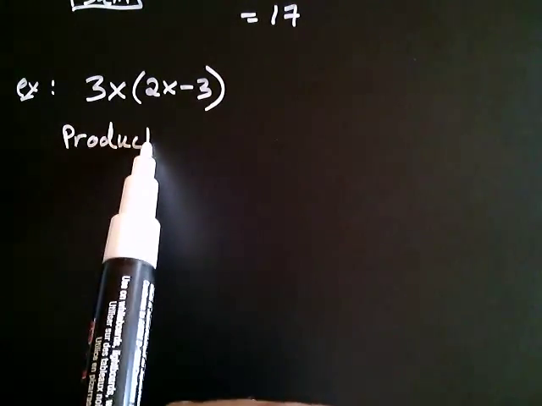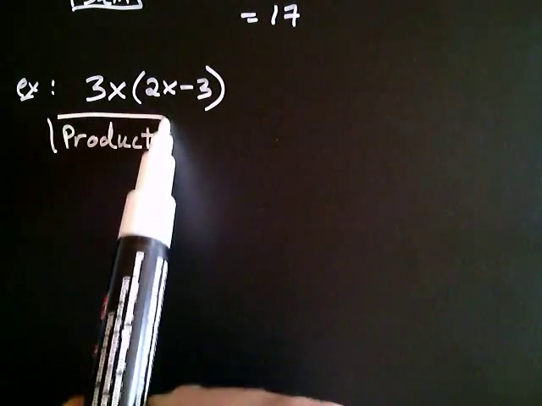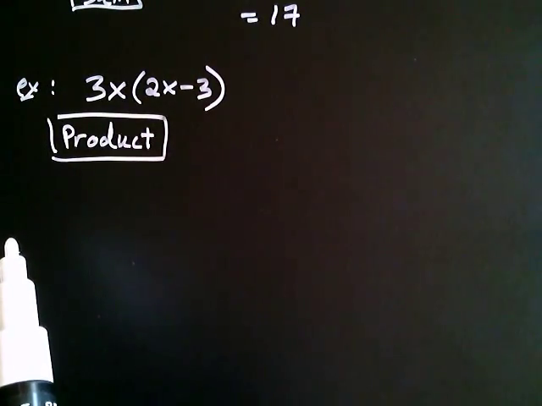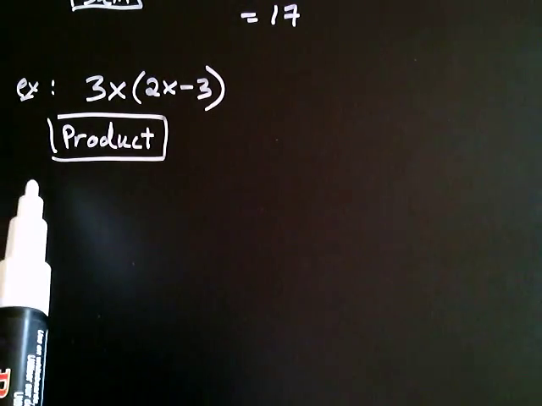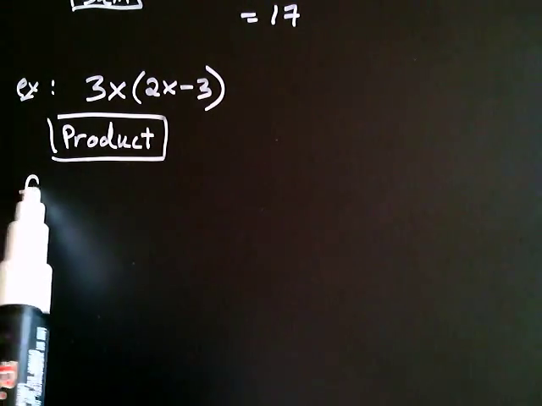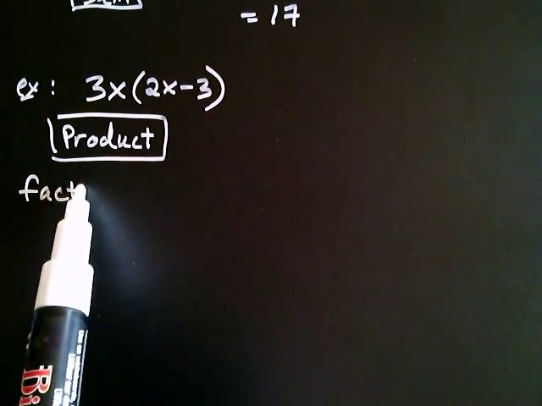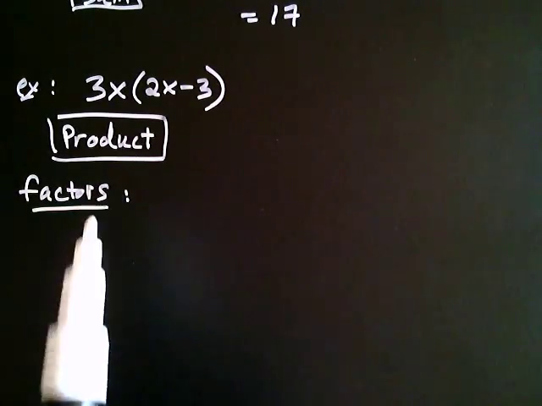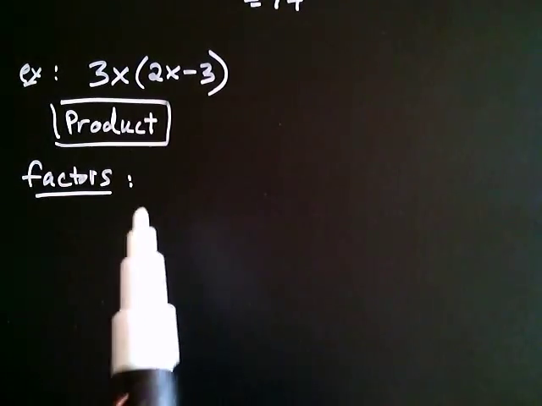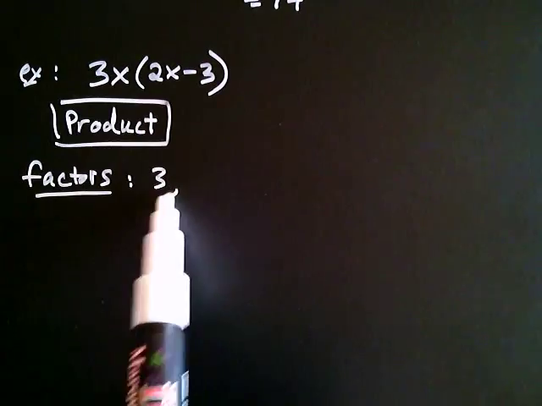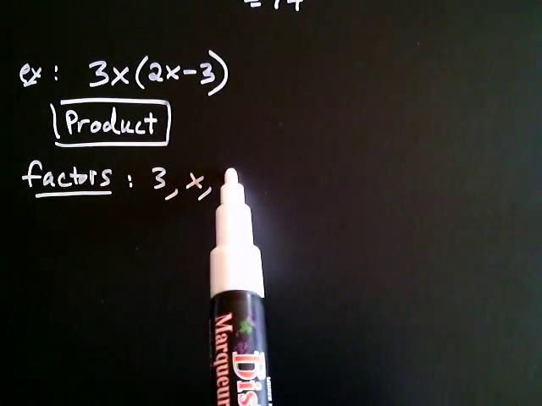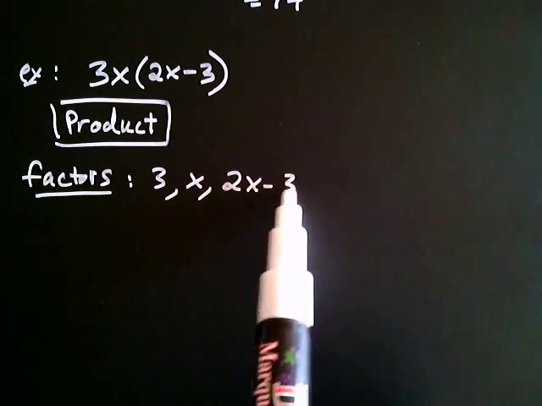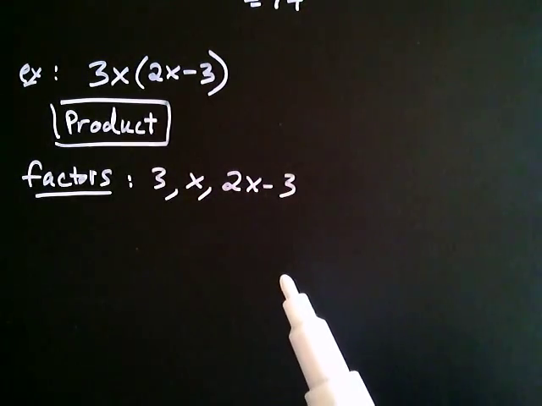Now sometimes it's helpful when you identify an expression as a product to identify the factors. The factors are what you are multiplying together. So in this case, the factors would be, let's see, what are we multiplying together? Well, 3 would be one factor, x would be another factor, and the 2x minus 3 would be the third factor.